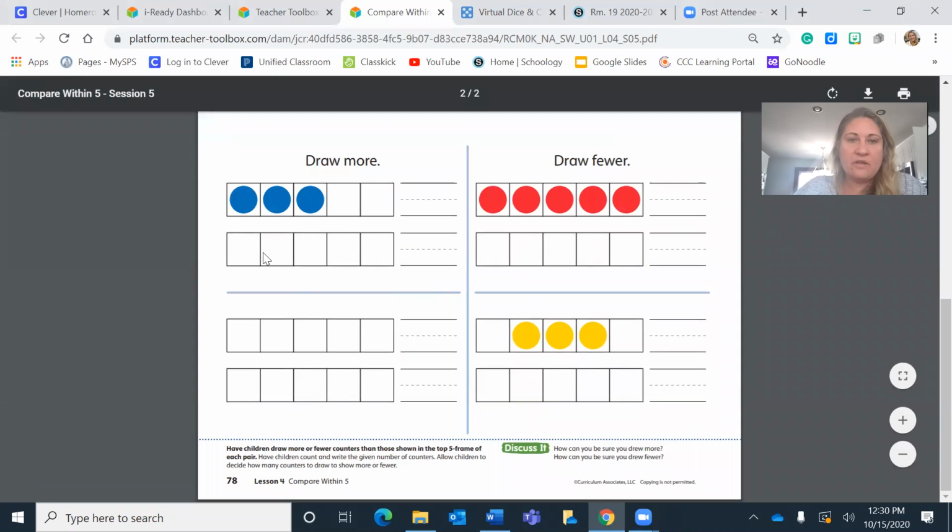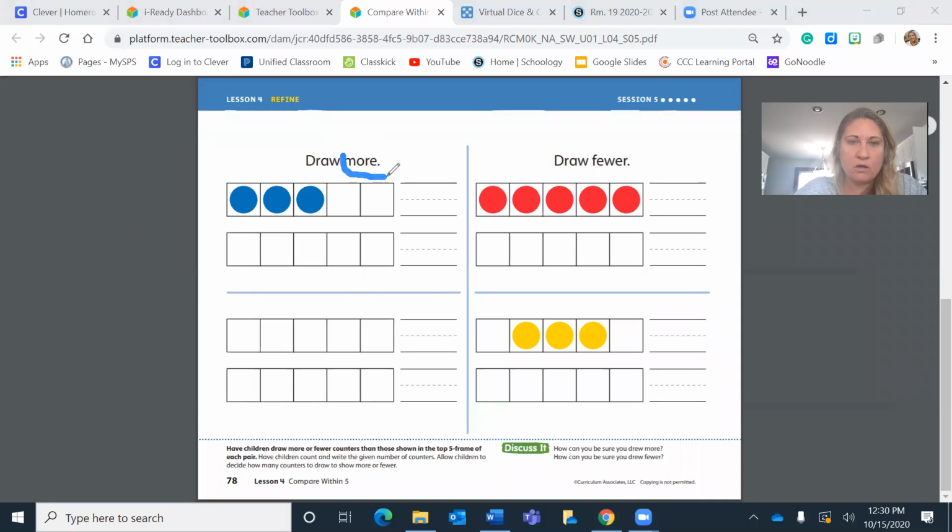Okay, now here what we're gonna do is we're gonna really look at the word more and fewer. Now remember, more means greater. I have more of something. Fewer means less. So we need to look at our dots here first. Let's look at our dots.